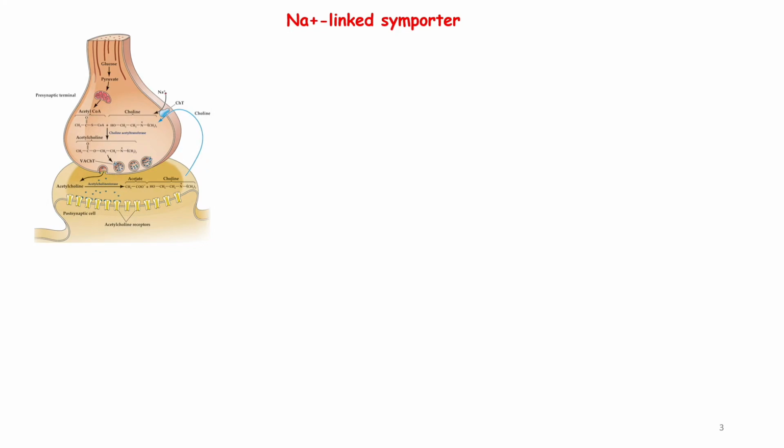In the case of acetylcholine, the acetylcholine neurotransmitter is degraded by acetylcholinesterase, and then it becomes acetate and choline. This choline is taken back up by the presynaptic terminal, and this occurs by a sodium-linked symporter called the choline transporter. So by this sodium-linked transporter, sodium and choline together come inside the presynaptic terminal.